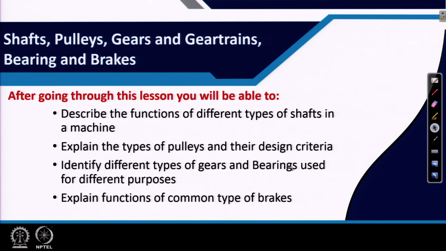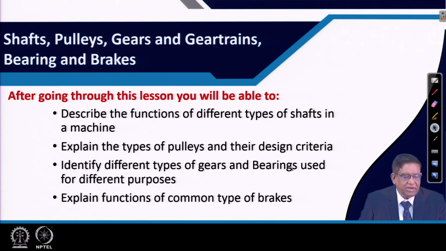Our objective of today's class is that after going through this lesson, you will be able to describe the functions of different types of shafts in a machine, explain the types of pulleys and their design criteria, identify different types of gears and bearings used for different purposes, and also explain the functions of common types of brakes which are there in different vehicles and different types of machines used in mining.